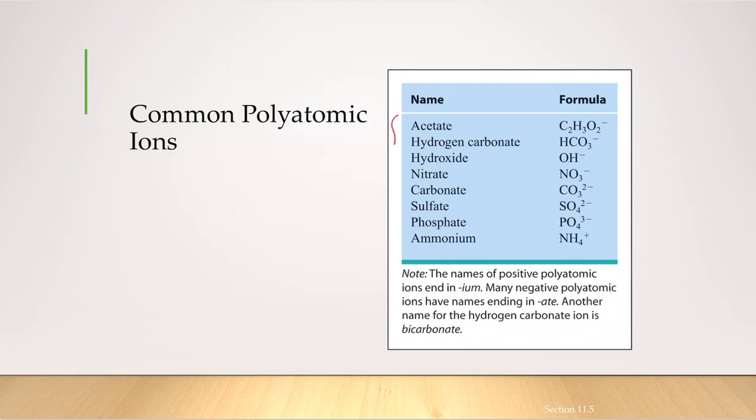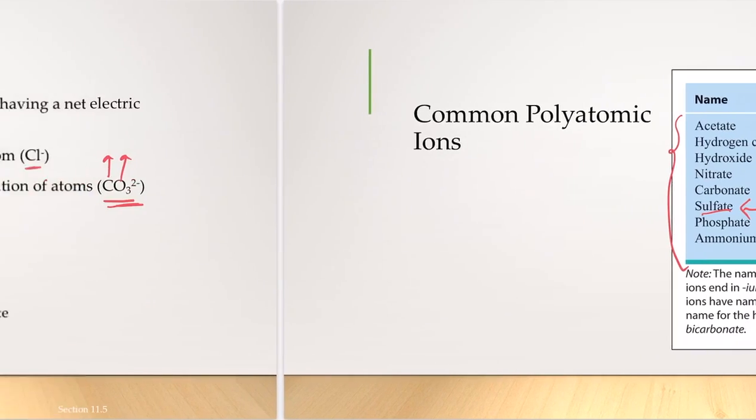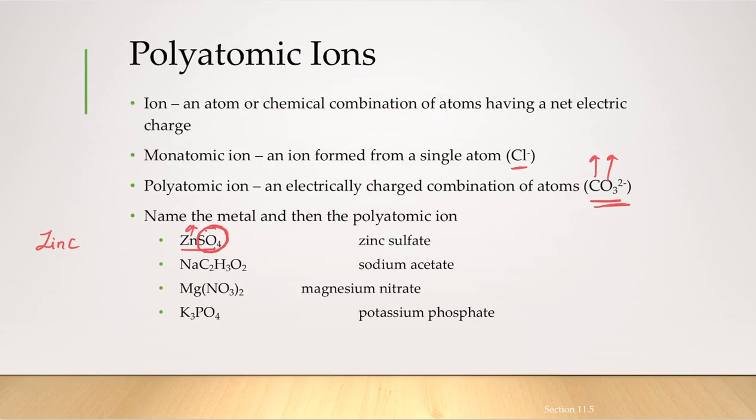Most of your polyatomic ions are going to follow this chart. This is the formula for acetate ion. Hydrogen carbonate is this, and sulfate is SO4 2 minus. So if you find an SO4, it's going to have a charge of 2 minus, and it's going to represent the name sulfate. So how are we going to name this one? Zinc followed by sulfate.